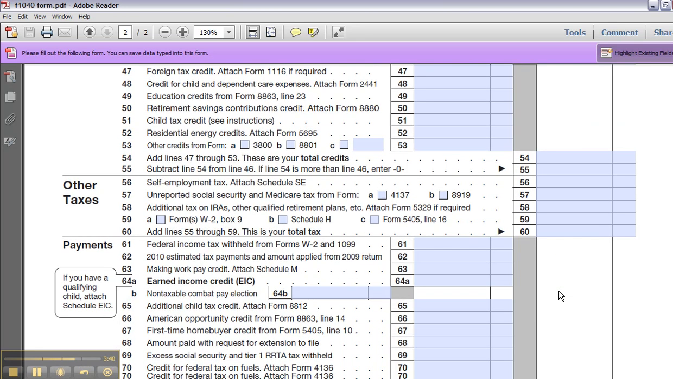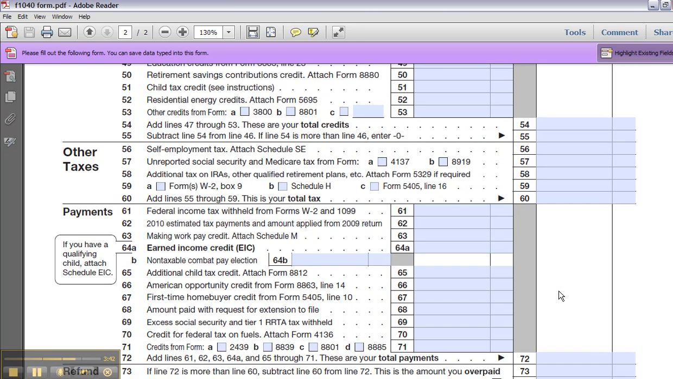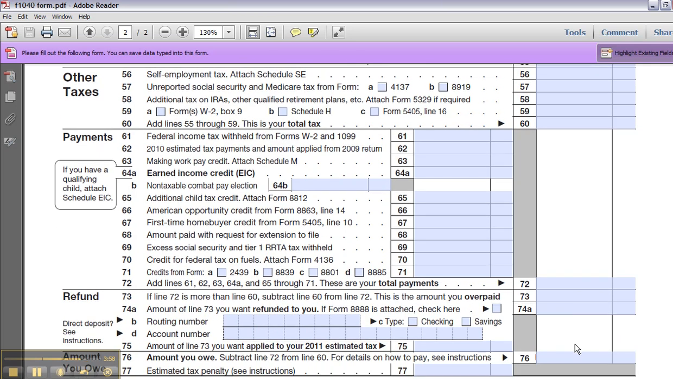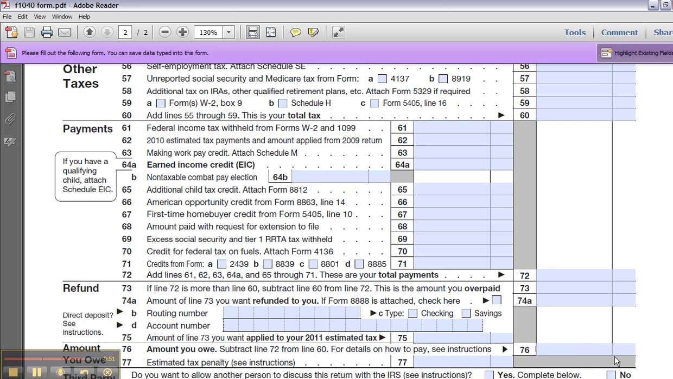Your next section is your payment section. This includes your withheld taxes, your estimated taxes, your other credits, and if your total payments are larger than your taxes from line 60, then you get a refund, which is your next section. The amount that you overpaid is on line 73. But if you had less withholding than your taxes, then you owe.